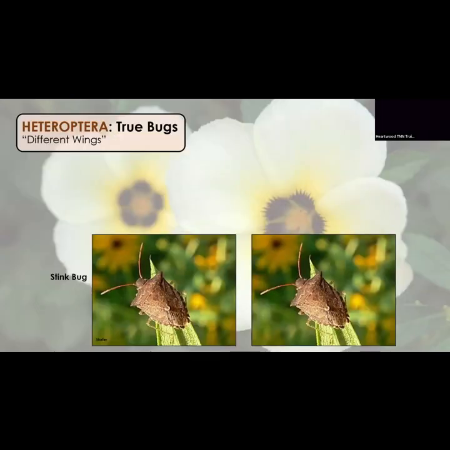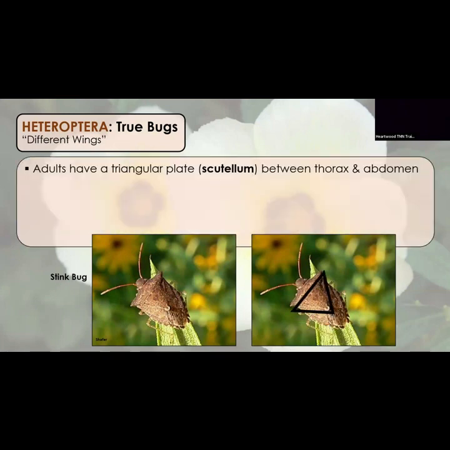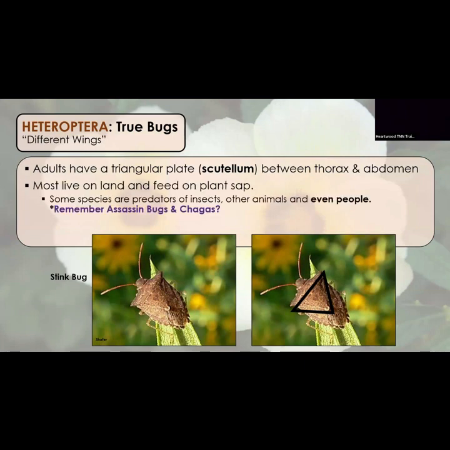So now Heteroptera, they're true bugs, like what an entomologist means when he says a bug. They're talking about Heteroptera. Most notably, that got passed around on those shield bugs. Most notably, that little section in the middle is called a scutellum. It is triangular, always. Maybe a funky looking triangle, but it's always triangular. Most live on land and feed on plant sap. Some species are predators of insects and others, and even people.